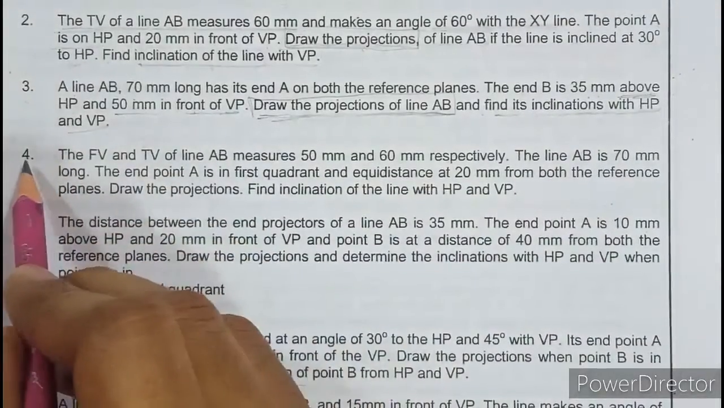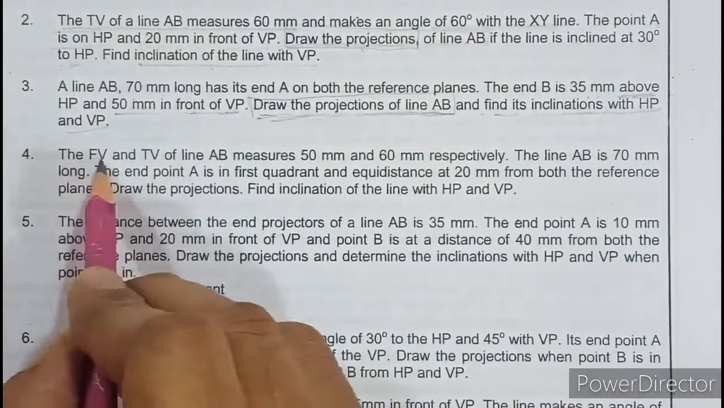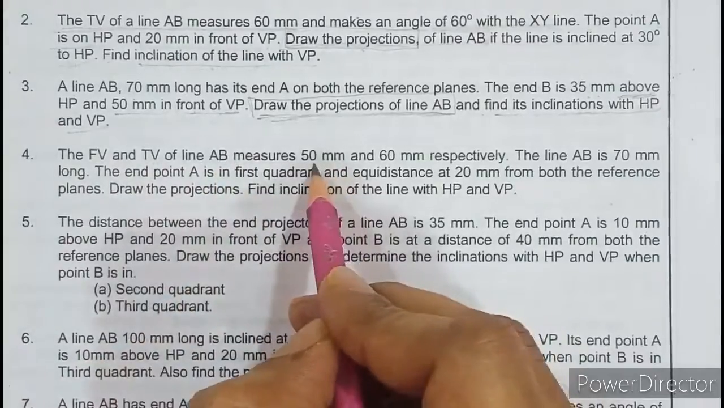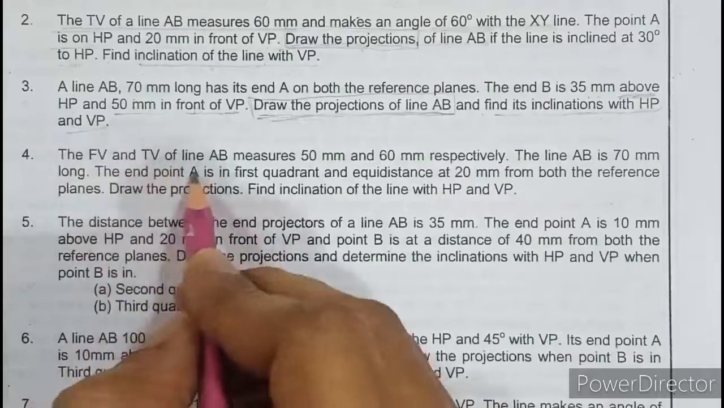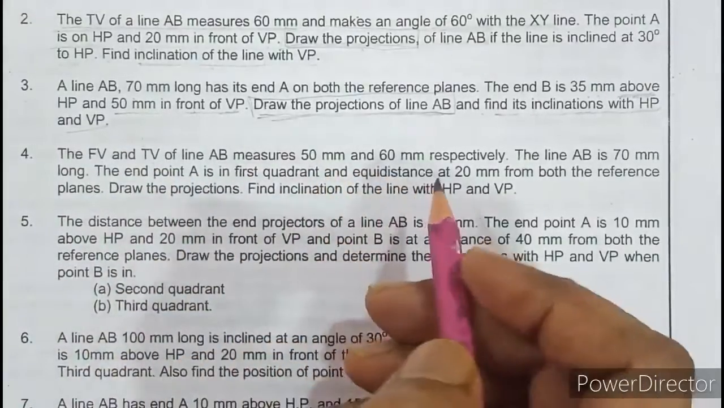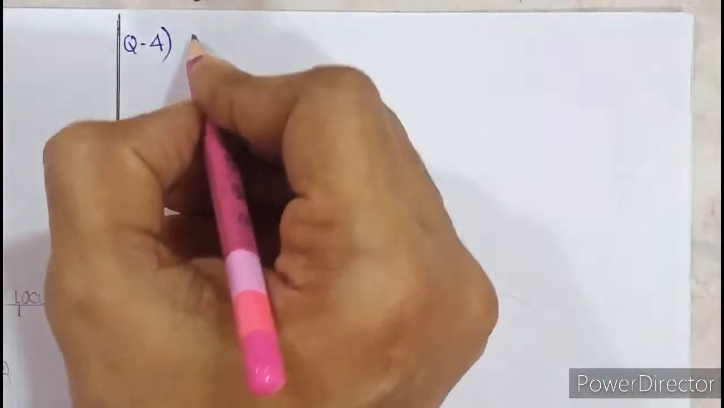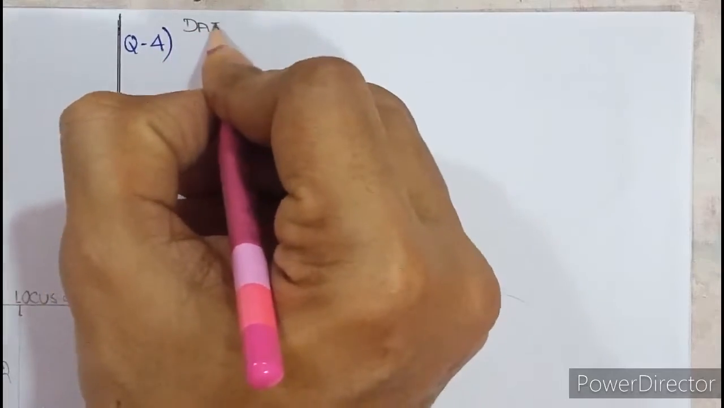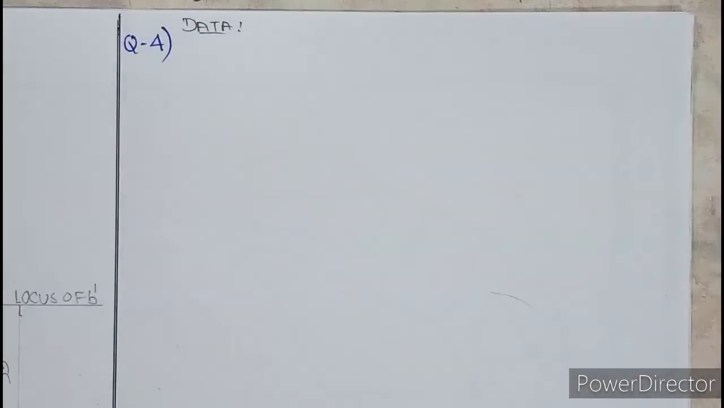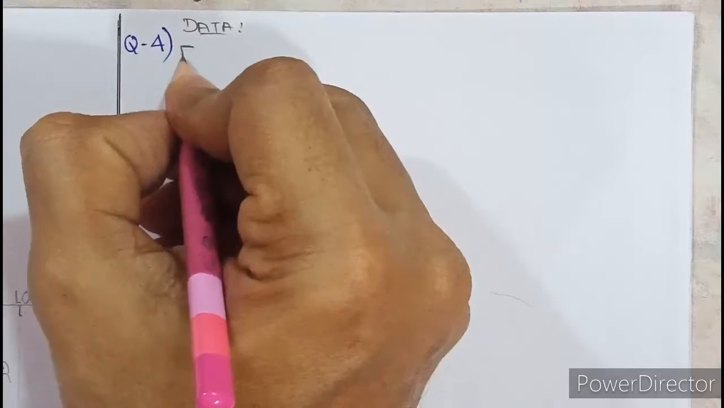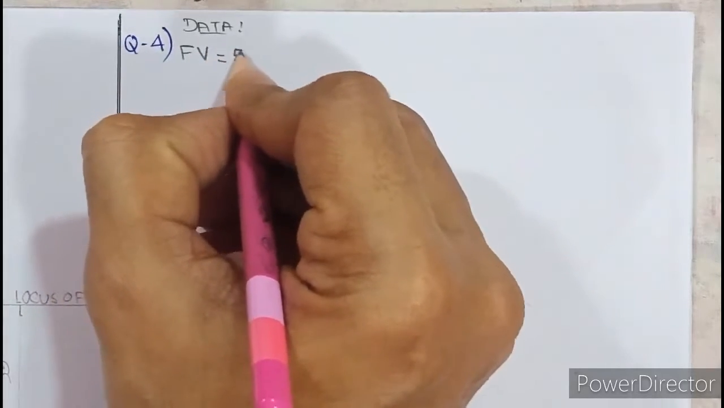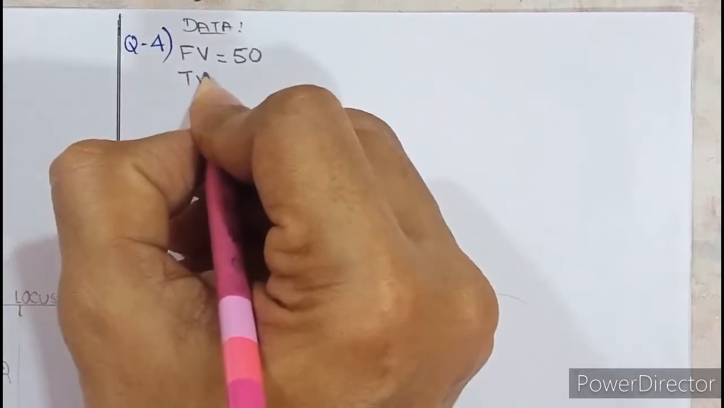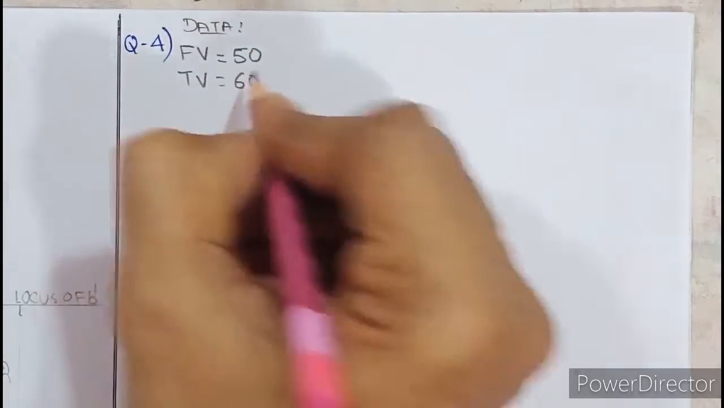Let us now begin with question number 4. The front view and top view of a line AB measure 50 and 60 respectively. So they have given the front view length and top view length, which are 50 and 60 respectively. So here we can write in the data: FV, that is front view, equal to 50. Below that, top view equal to 60. So these lengths are given.